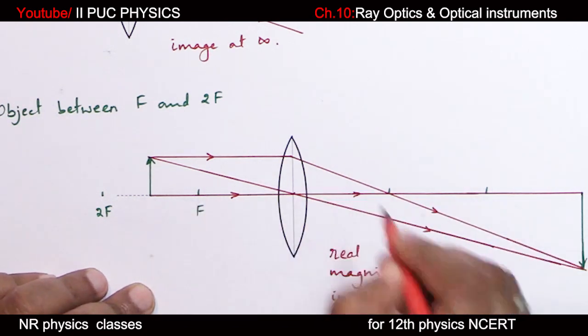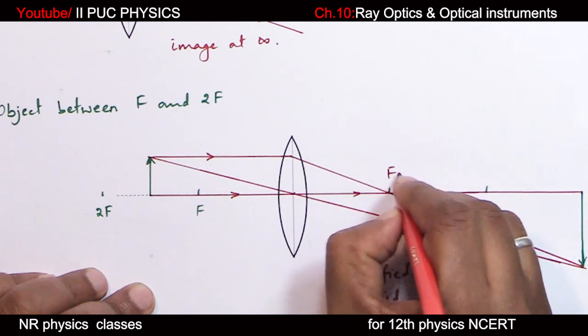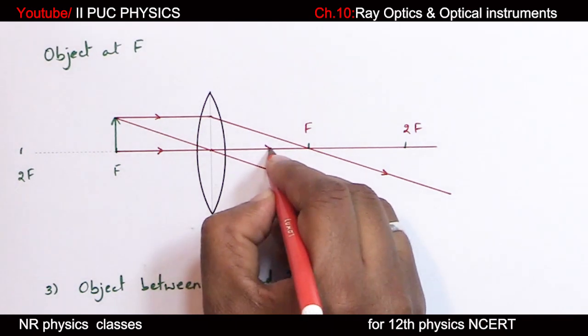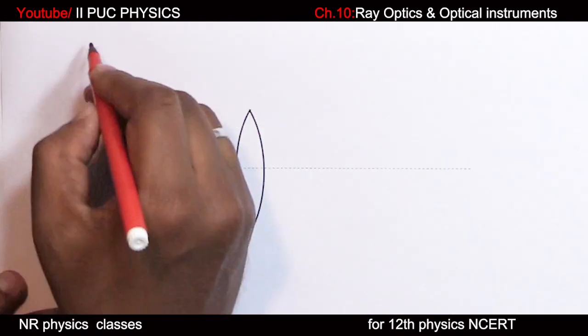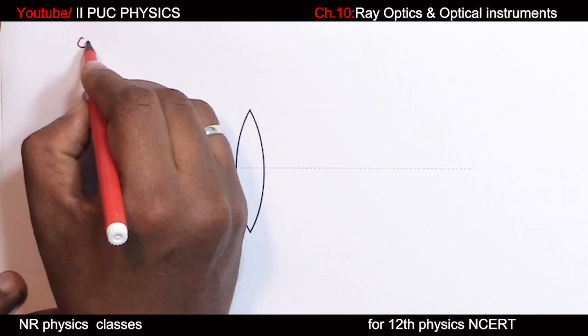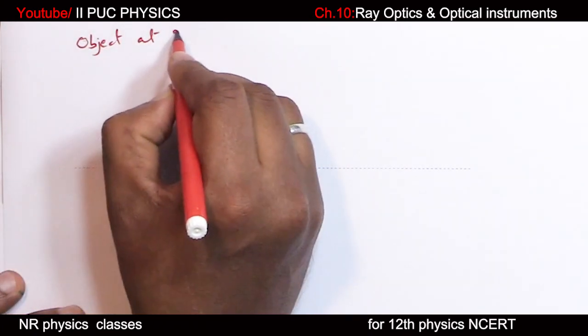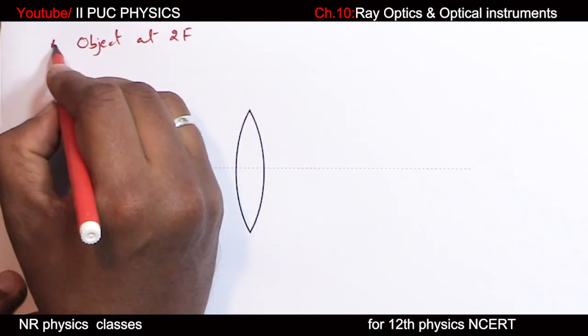Now after completing the diagram, let me write F and 2F. Now object at 2F. This is fourth case.